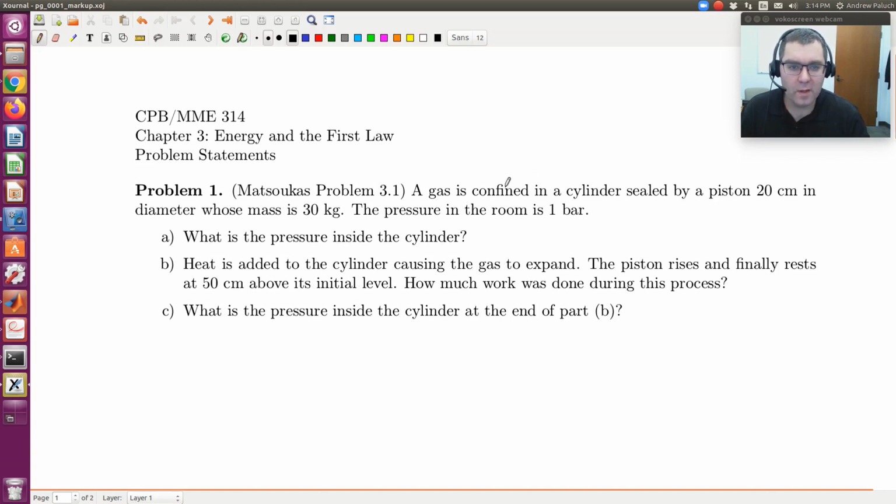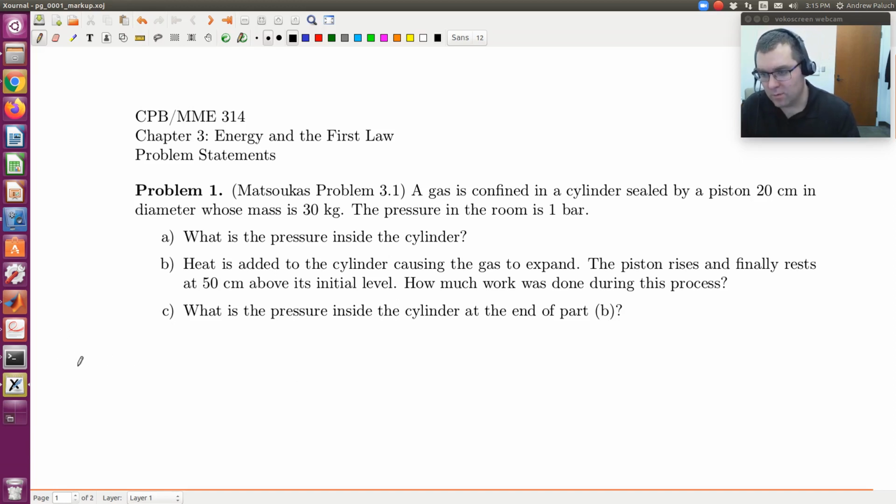We're told that a gas is confined in a cylinder sealed by a piston 20 centimeters in diameter, whose mass is 30 kilograms. The pressure in the room is 1 bar. So A, what is the pressure inside the cylinder?